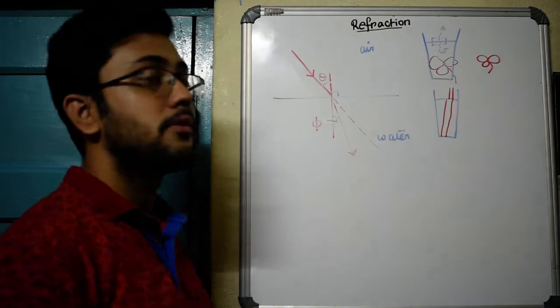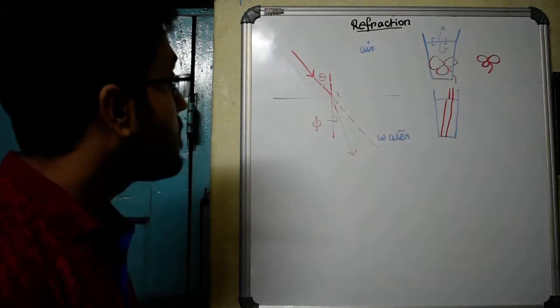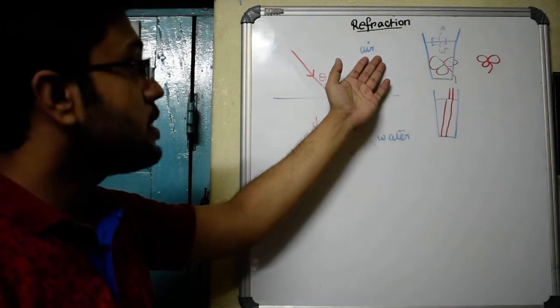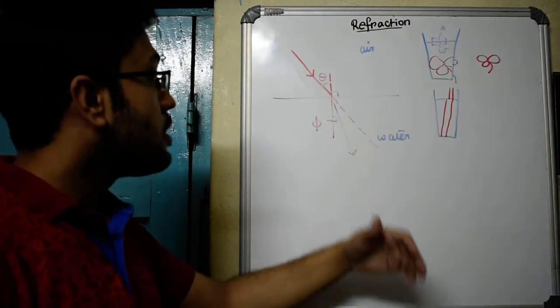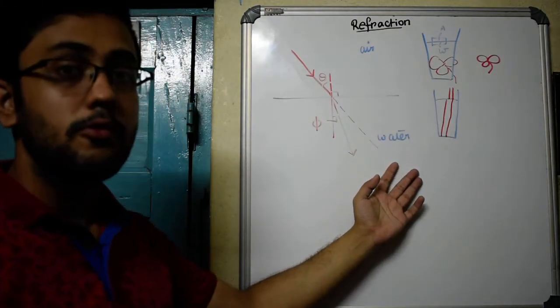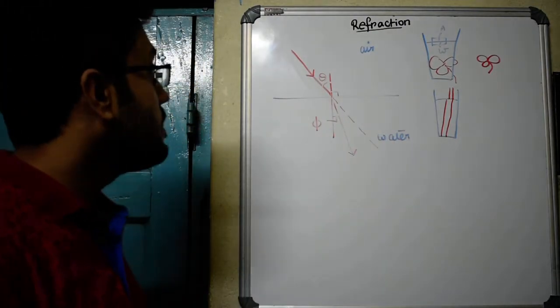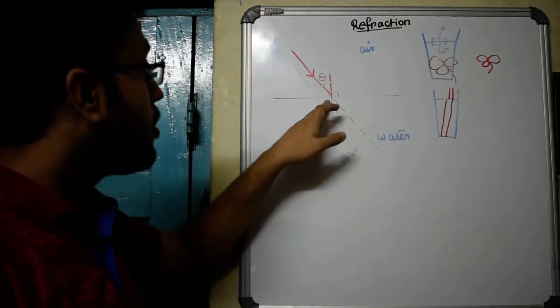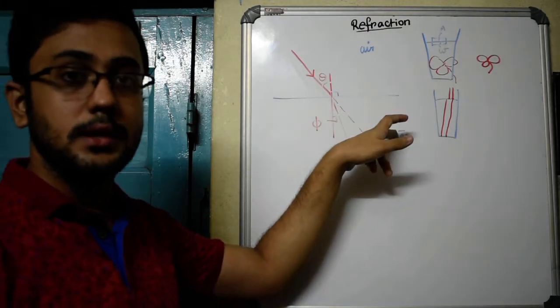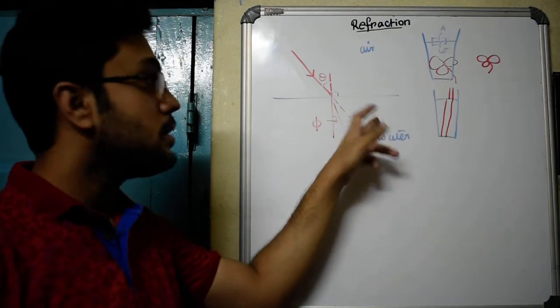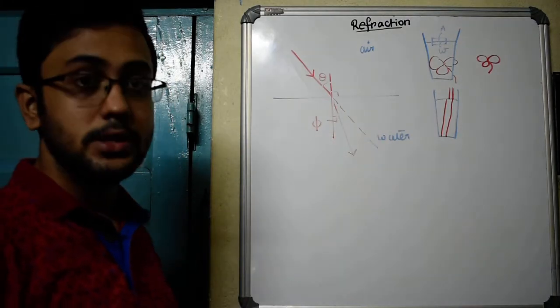This is what refraction is. So it is traveling from one transparent medium, in this case air, to another transparent medium, which is water, and when it is traveling at the boundary separating the two media, that is separating air and water, the light is bending from its original path.